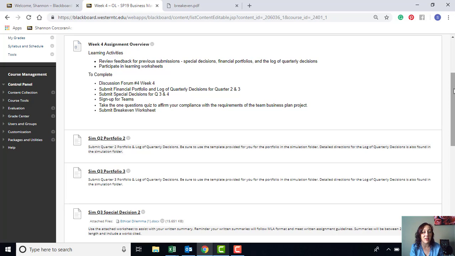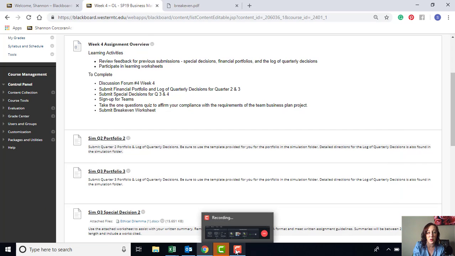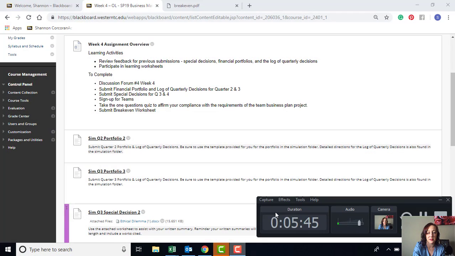In addition to that, you have financial portfolios and the log of quarterly decisions that you need to complete. You'll need to complete those for quarters 2 and 3. Remember, we're always a week behind on those because we need to wait for our results before we can get those in.